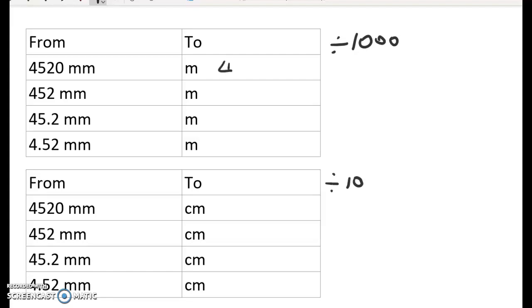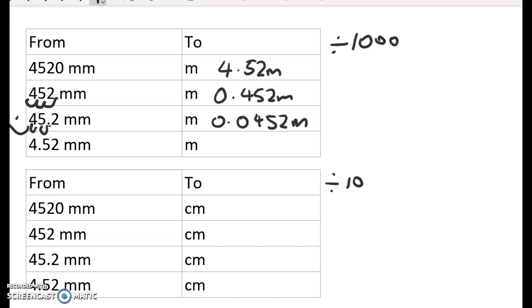So my answers here will be 4.52 metres, 0.452 metres. So dividing by 1,000, 1, 2, 3. 0.0452 metres. So 1, 2, and then a third. And here we're going to have a couple of zeros, 0.00452 metres. If you're not sure about these, you can check it by looking back and going 1, 2, 3. Do I get back to my starting point?